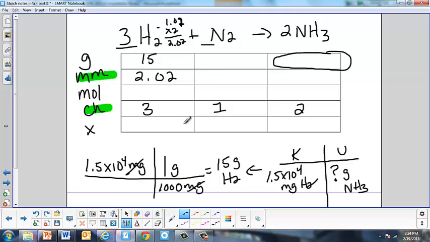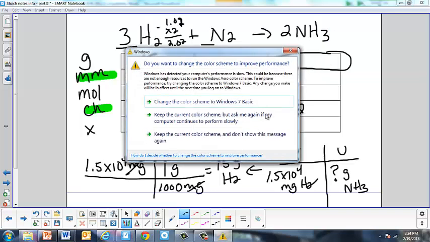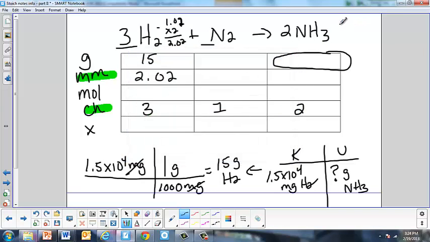Now I'm going to have to go all the way from grams of hydrogen all the way back up to grams of ammonia. So I'm also going to need the molar mass of ammonia. So I might as well do that ahead of time. If I go to the periodic table, I want 1 nitrogen, which is 14.01. I also want 3 hydrogens, which is 1.01. That's going to give me a total of 17.04 grams per mole, and that's going to go right here, 17.04. Now I have all my conversion factors filled in. Now I can do my math.